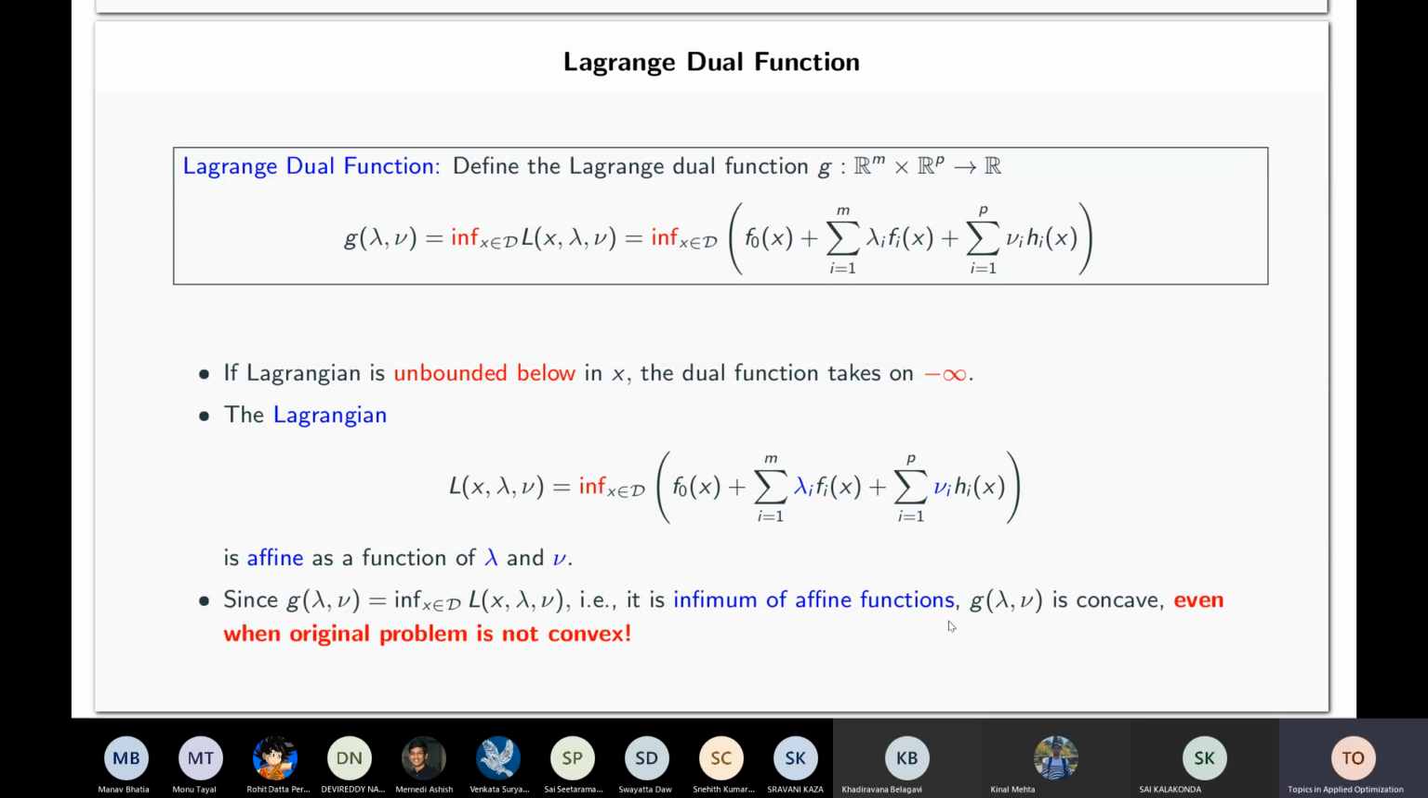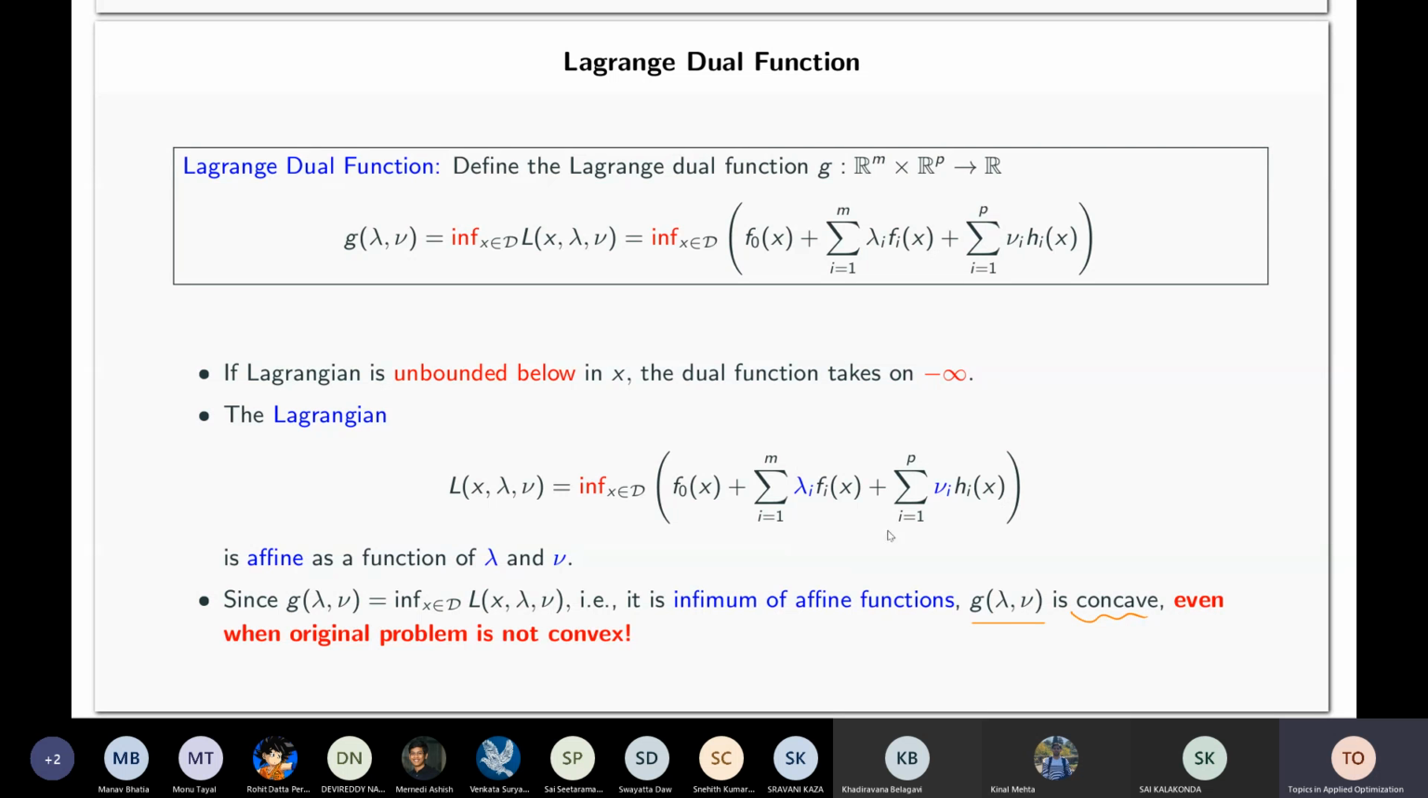g(lambda, nu) is the infimum, and each Lagrangian is convex because it's affine. So g(lambda, nu) is the infimum of a set of affine functions. So overall this will be guaranteed to be concave. Since we are talking about infimum: supremum of convex functions is convex, and infimum of affine functions is concave. So at least this is guaranteed. And concave is also good because the negative of that will be convex. So that's a nice function to work with.